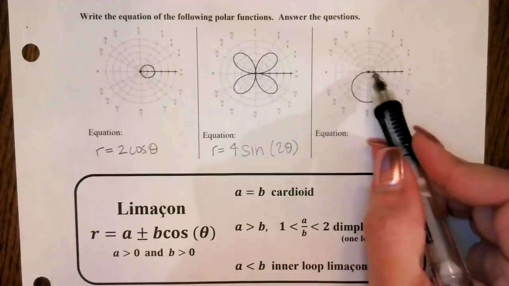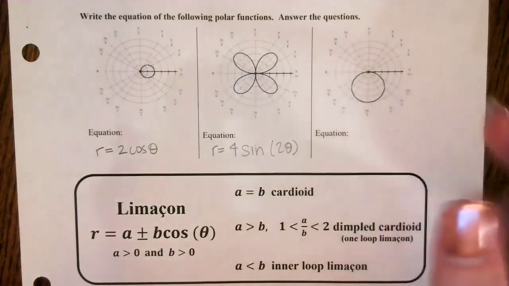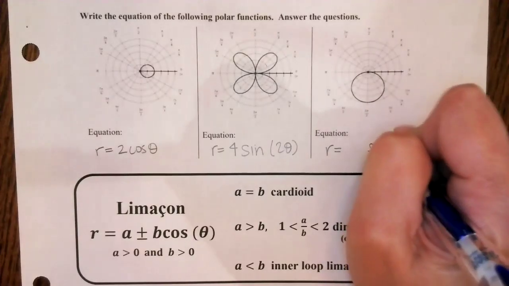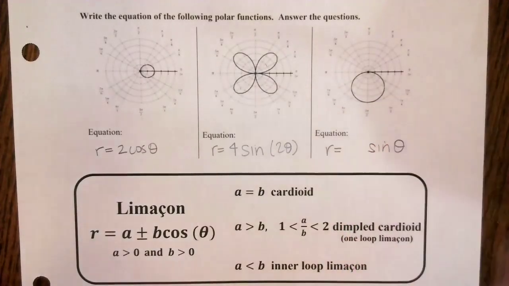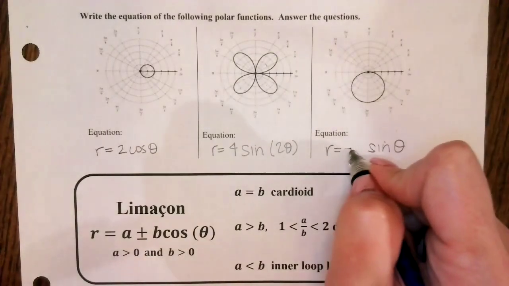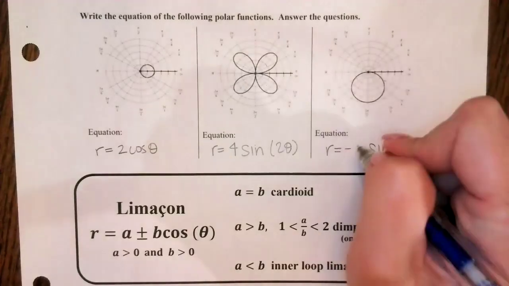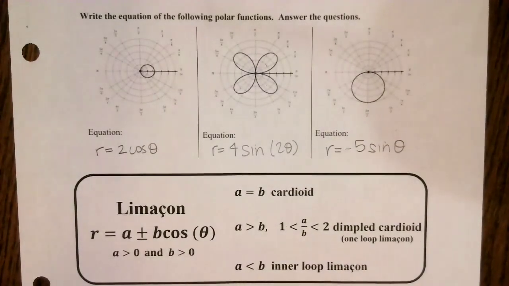In this case, we have a circle and it is opening downward. Since it's vertical, I know it's sine. Since it's opening down, I know it's negative, and this one is 1, 2, 3, 4, and 5. So this would be r equals -5 sine theta.